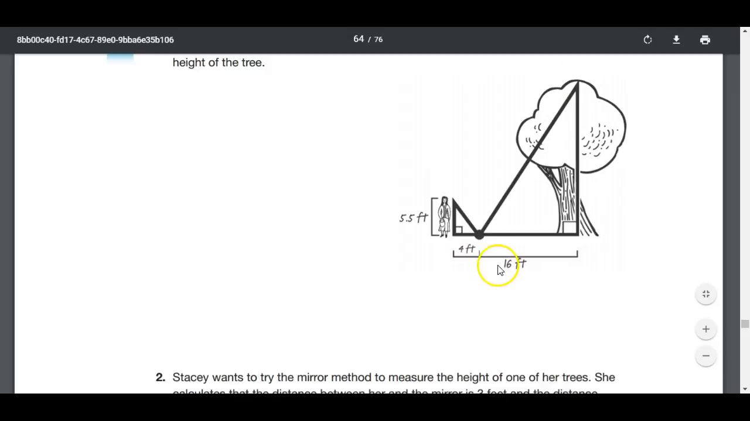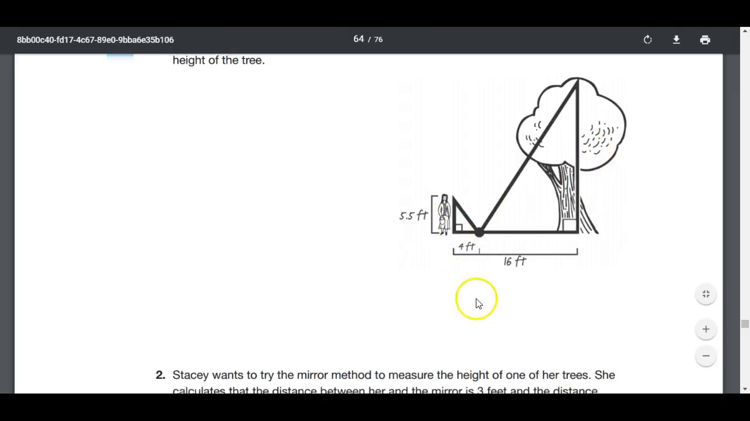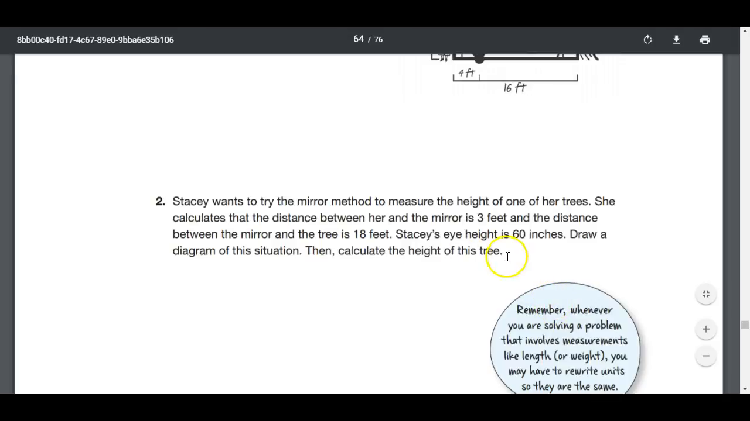And so basically you're writing a proportional statement. This side is to here in the same way as this side is to here. So, if this is 12, then 12 to 4, 12 over 4 is equal to x over 5.5. That's the idea. Then you solve for x.